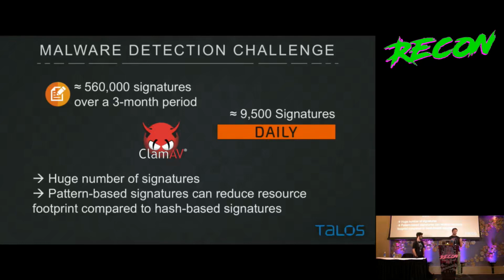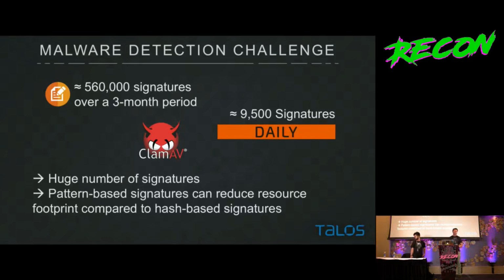ClamAV supports mainly three types of signatures. There are hash-based signatures, where one signature identifies one file. There are pattern-based signatures, where a pattern determines if the content of a file is malicious, so several files can be identified by one signature. And there are bytecode-based signatures for the really hard cases, where we basically have a Turing-complete program that is running inside ClamAV and can inspect and analyze files.